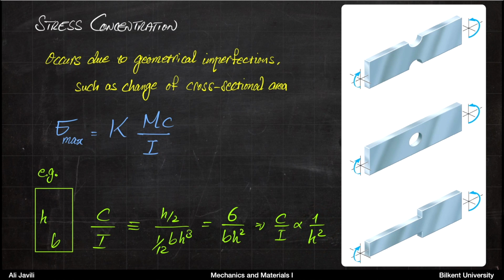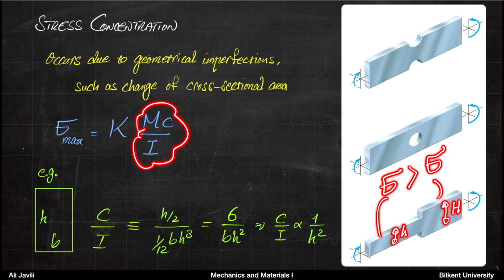So why is that important? If you think that the height in the larger section is capital H, and in the smaller section is, let's say, small h, the stress here would be larger than the stress here. And I'm talking about the uniform part. I'm not yet talking about the concentrated part. But this formula tells you that c divided by I is proportional to 1 over height squared, telling you that if h is smaller, you get a larger stress.